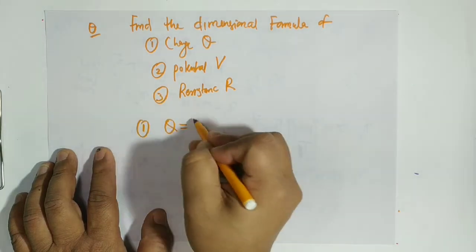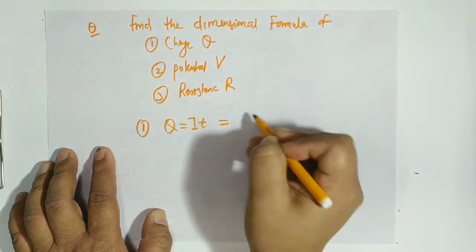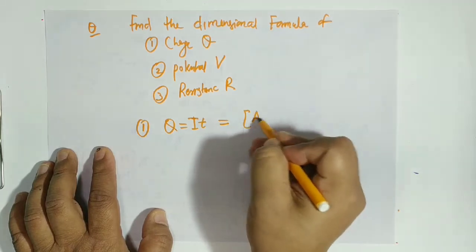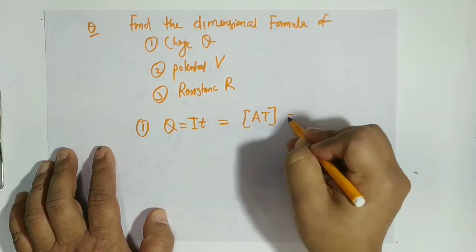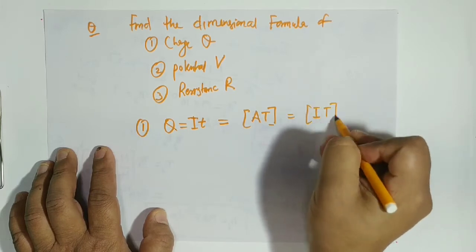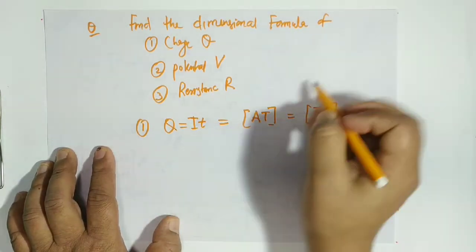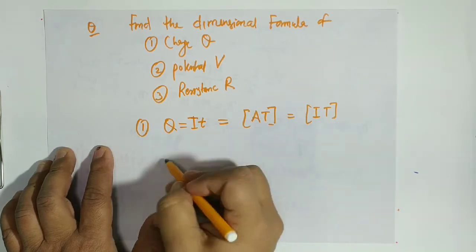So charge, I think all of you know how you are going to find it. What is Q? Q is IT. So for Q, it will be AT. In some book, if you see, it is also written as IT. Current is ampere, and time is T.